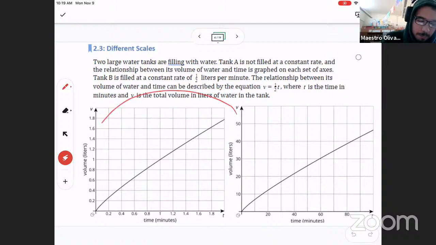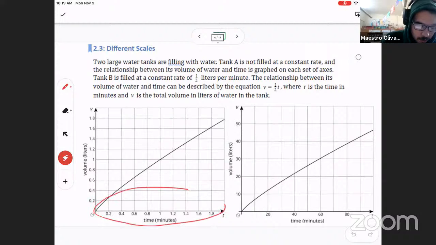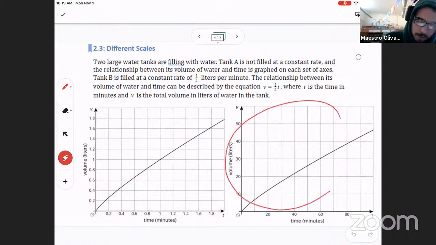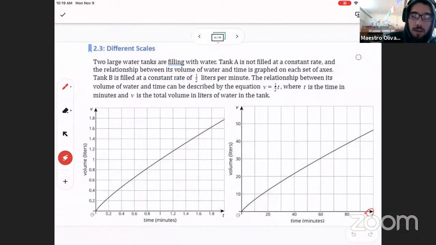So both of these are the same graph, except if you look at the time right here, this only goes from 0 seconds to about 2 minutes. Whereas the second graph goes from 0 minutes to almost 100 minutes. So imagine the graph, right? You zoom out and you get to see what's actually happening in the long run. And that's what we're looking at, okay?